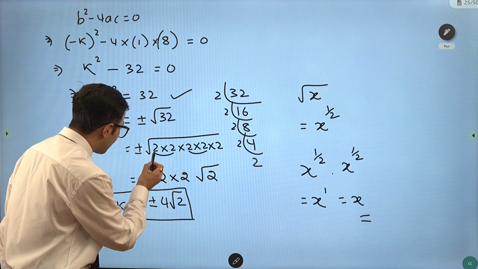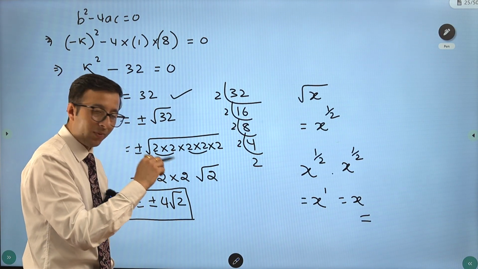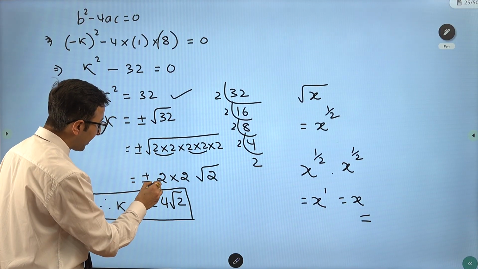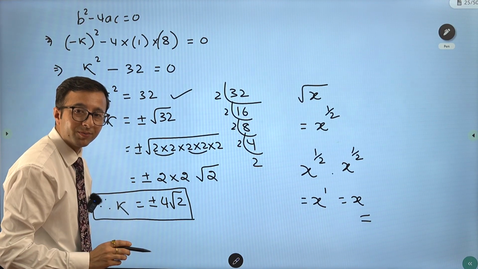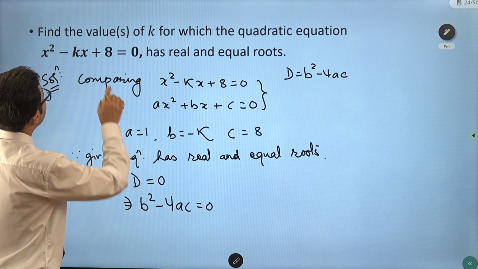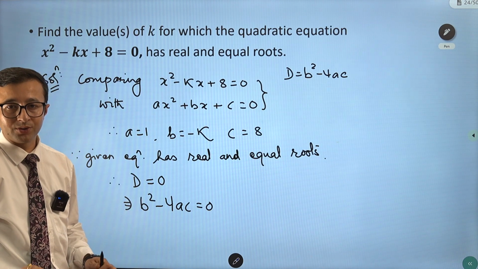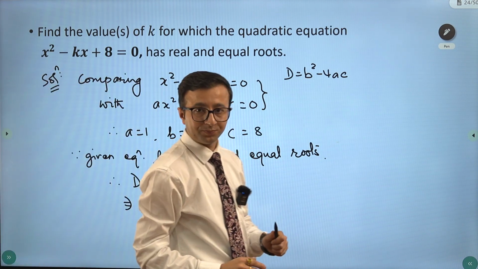That's why this 2 has a power half, this 2 also has a power half. Half plus half is 1. That's why 2 to the power 1 is outside from the square root. So solution for this problem is, here we will be getting this quadratic equation has real and equal roots. Hope it is clear to you all.